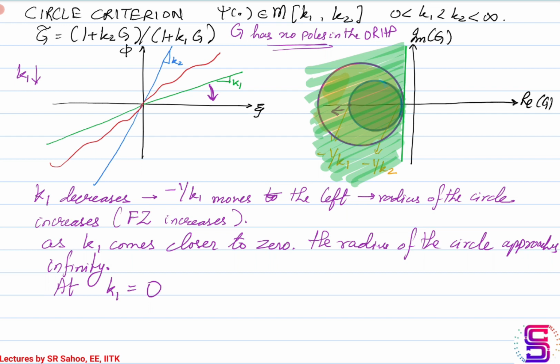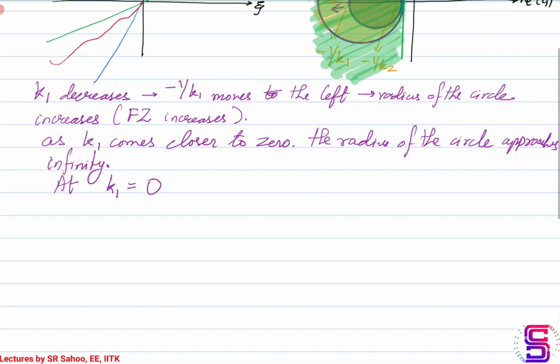Okay, so everything to the left of the green straight line passing through the minus 1 by k2 point parallel to the imaginary axis of the GS plane is the forbidden zone. The Nyquist plot of G cannot enter this particular zone. Okay, so the circle criterion for the case k1 equal to 0 translates to this.